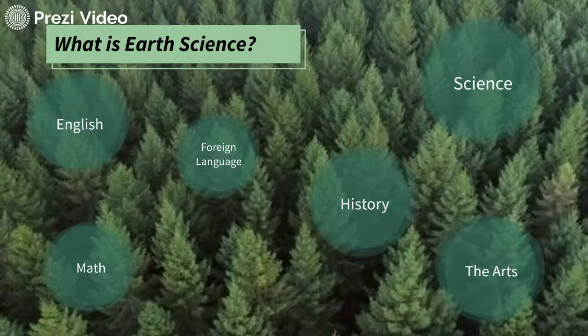And I want you to think about the trees in the forest. Each section of the forest is called a grove. I want you to think about the subjects that you learn in school being like a forest. And each subject is its own section or its own grove. For example, we have a section of trees for the English classes, and one for math, and a grove for foreign language and history and the arts. And then, of course, we have our grove of trees or our section for science.